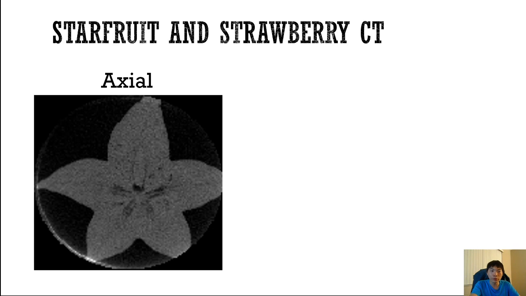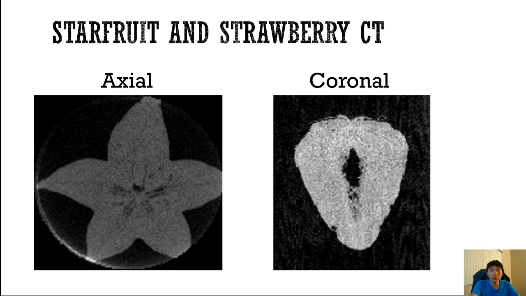So here's our star fruit. You can see the nice star shape, and maybe some of the seeds within the star fruit. But again, a fairly uniform shade of gray. And then here's our strawberry, a coronal view of our strawberry. You can see on the inside there might be a little bit of air, perhaps something empty in the middle. But again, the strawberry as a whole has a fairly uniform shade of gray.